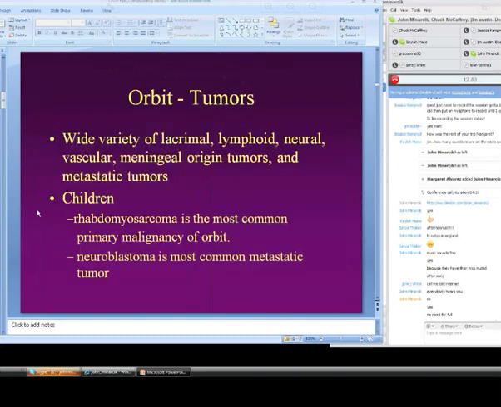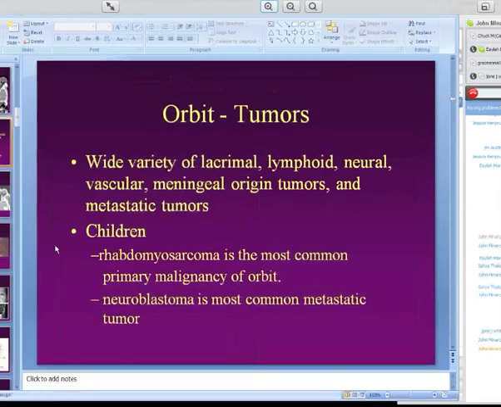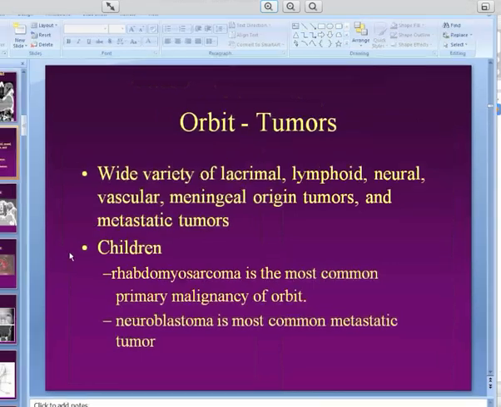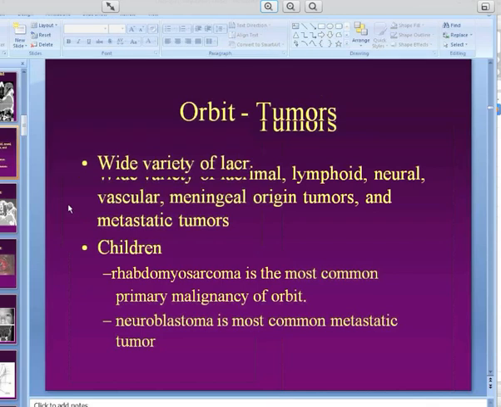There's a variety of tumors that can originate in the orbit. Board type question: in children, rhabdomyosarcoma is the most common malignancy of the orbit, and neuroblastoma is the most common metastatic tumor to the orbit. Probably worth tucking away.